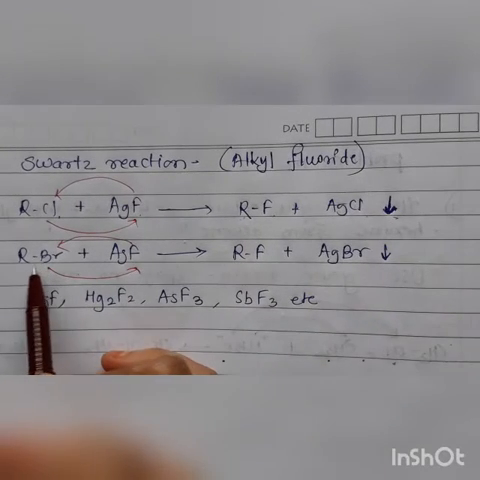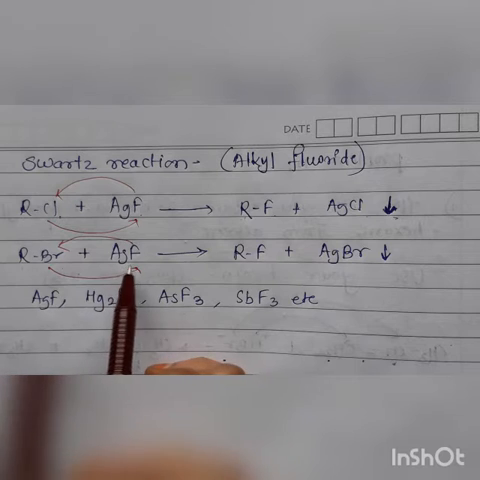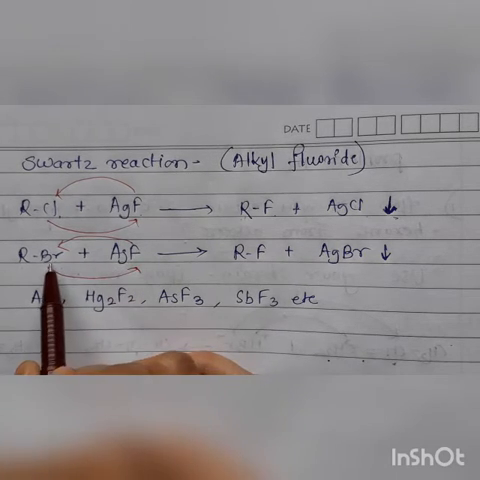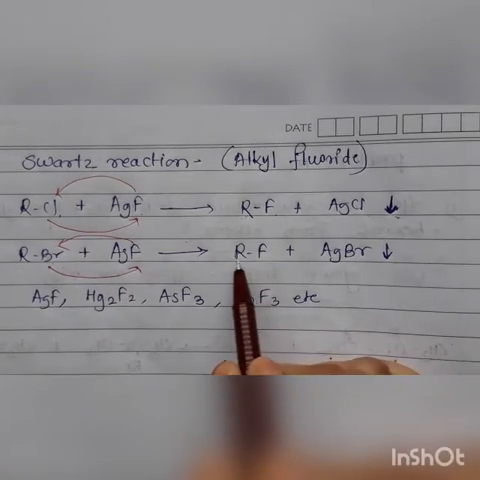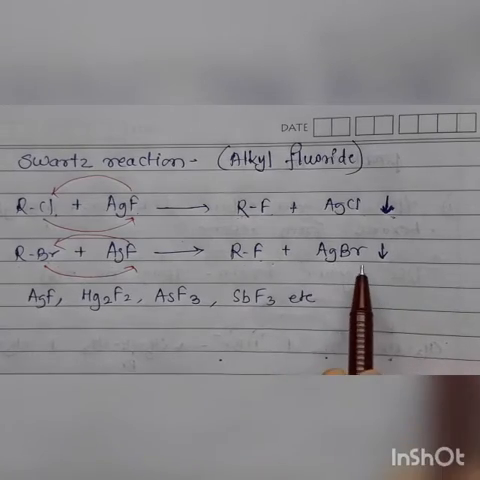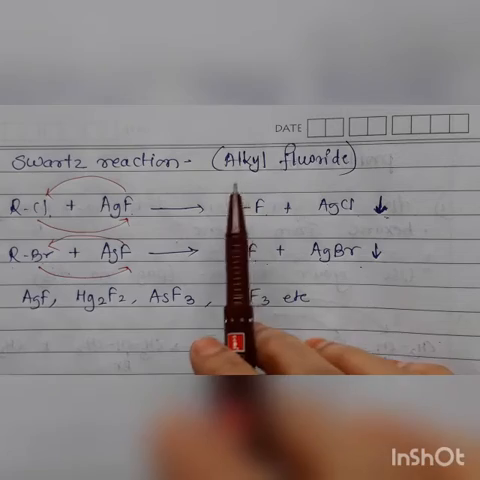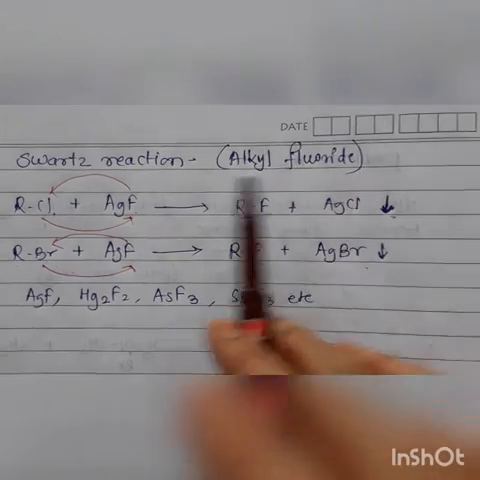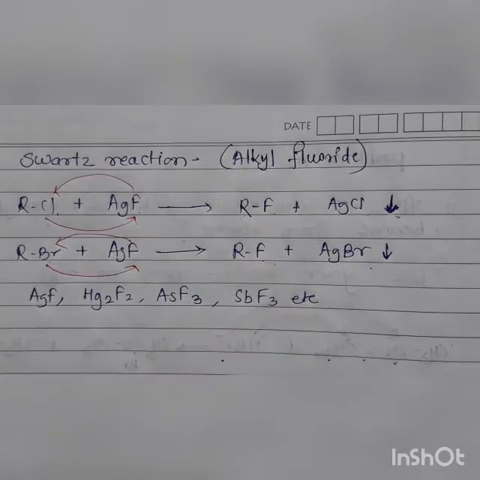Similarly, if we take alkyl bromide plus AgF, silver fluoride, the bromine will be replaced by fluorine and fluorine will be replaced by bromine. So it will give us RF, alkyl fluoride, plus silver bromide. So this is the reaction for the preparation of alkyl fluoride, and the name of the reaction is the Swarts reaction. Understand? Let us see the next one.